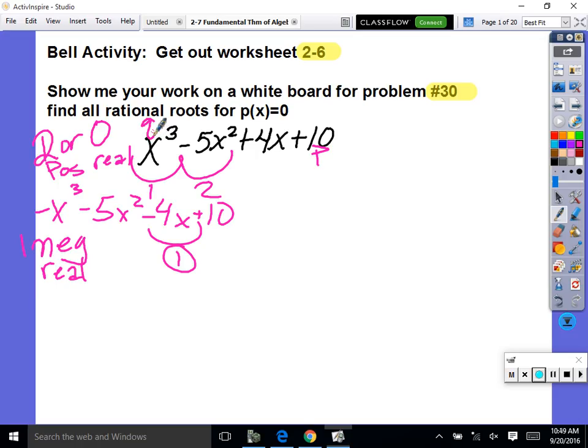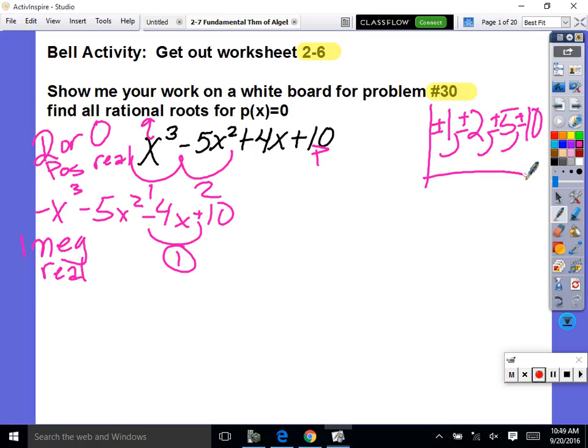numbers that could be real solutions. And since Q is 1, we know that they're all over 1. So it would be positive or negative 1, positive or negative 2, positive or negative 5, and positive or negative 10. Does anyone have a question for her so far?